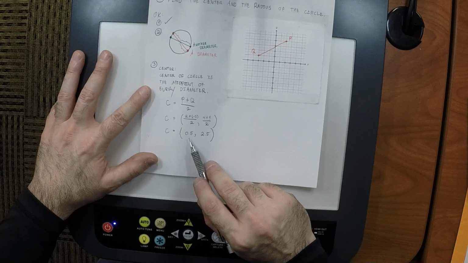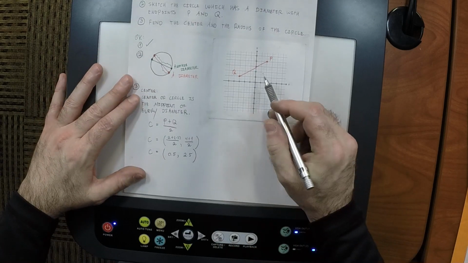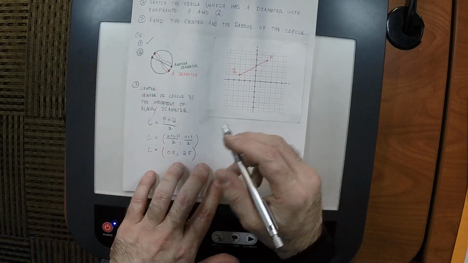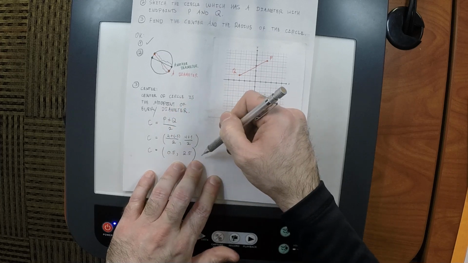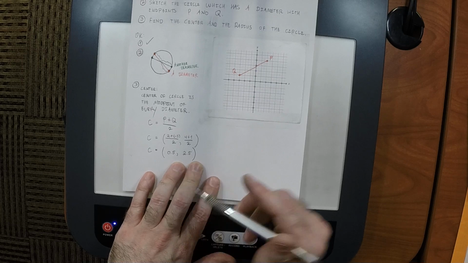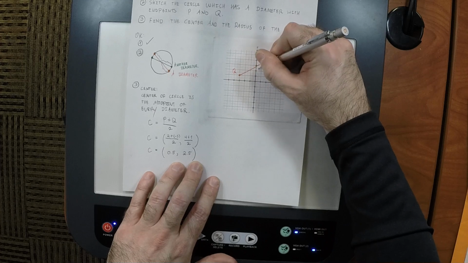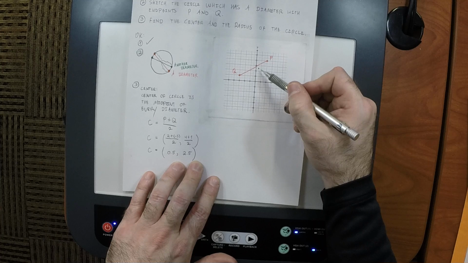But the reason to make that error is I want you to see that the picture is a very strong check on your response. So let's plot this C as it is currently written. This says half. You move right half, and then up 2.5. So right half, and then up 2.5. So that's the C that's currently on the page.